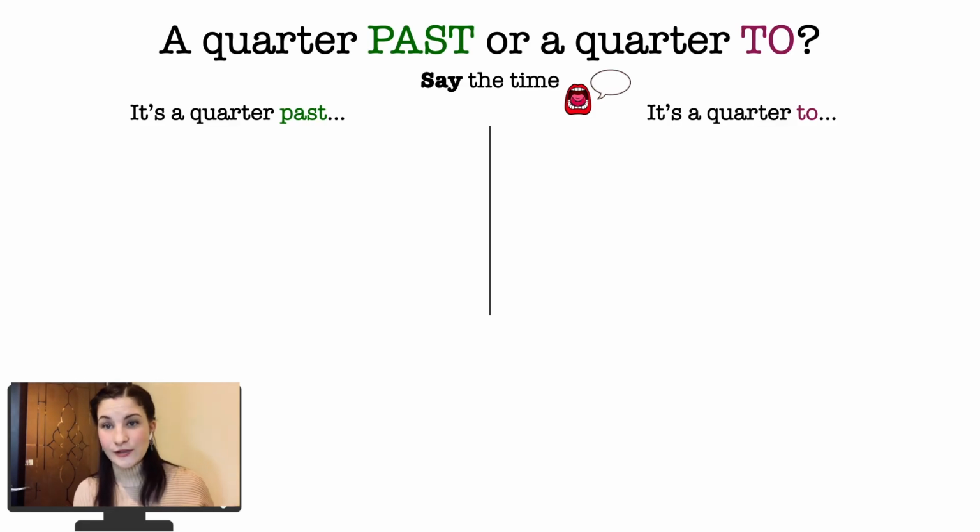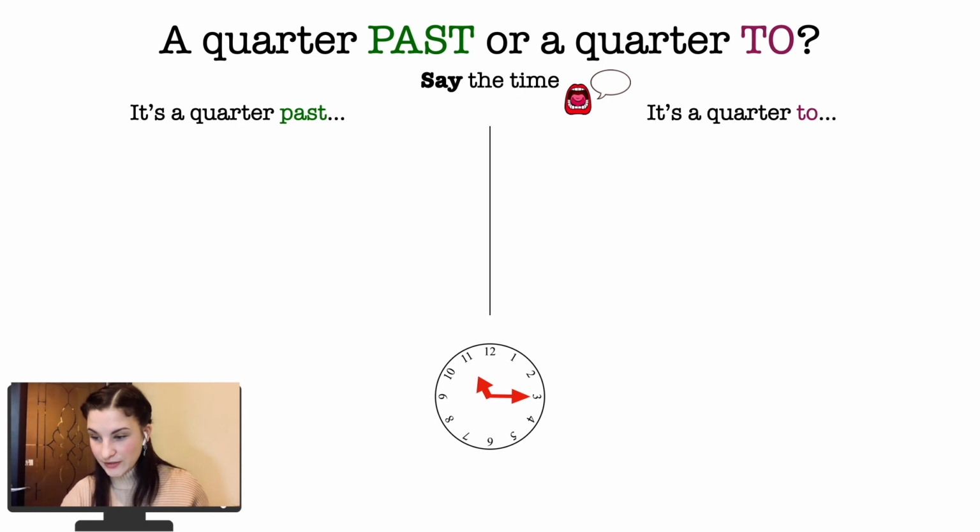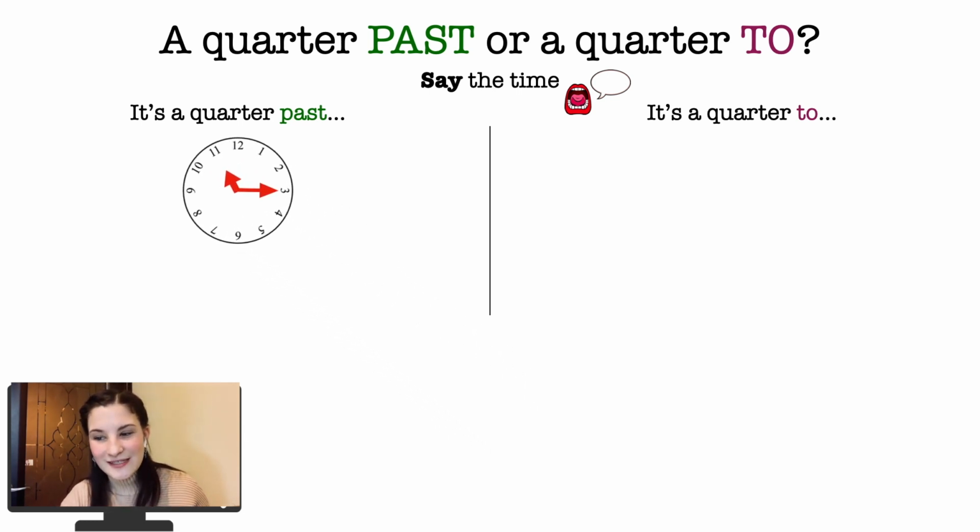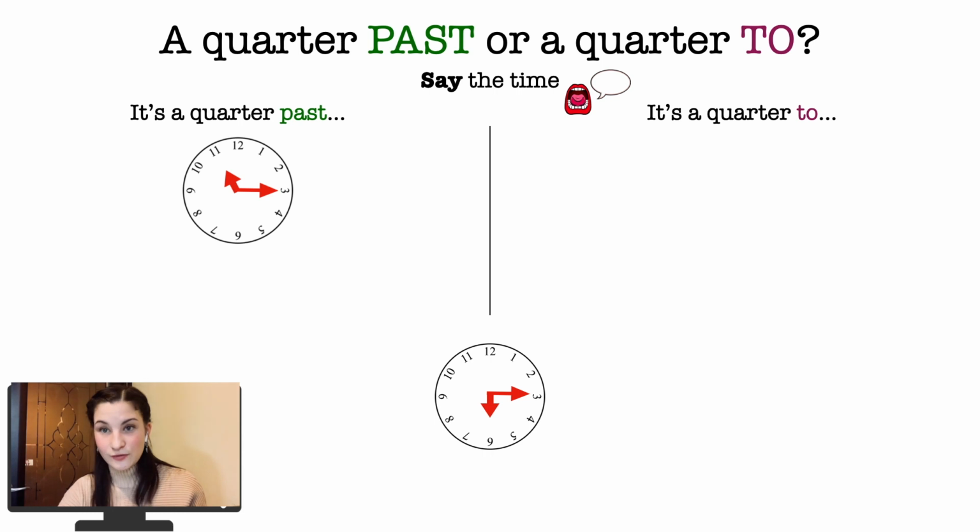You will see a clock and your task will be to decide if it's a quarter past something or a quarter to. Let's try number 1 together. So we divide our clock in two parts. Our minute hand is on the right. So our right side is called past. So it's a quarter past. Can you name this time? A quarter past 11. 11:15.